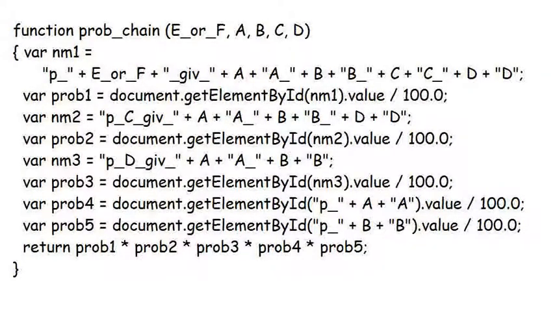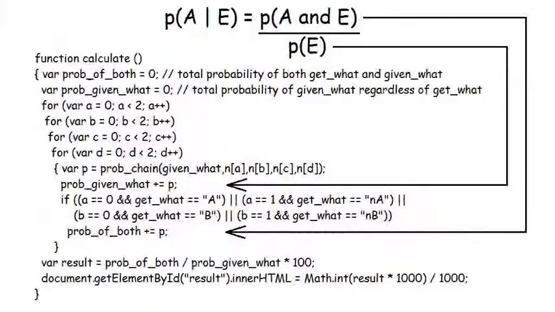The function has 5 parameters. The first one is the value of given what, i.e. E, not E, F or not F. The other parameters, A to D, are either blank strings, assuming we want the positive probability, or the letter N, if we want the not version of the probability. And here's the function that does the calculation itself.